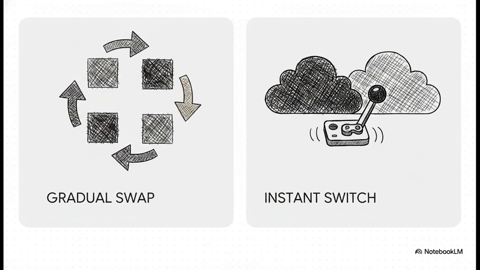You essentially have two main strategies for evolving your app here. The default is a rolling update. It's gradual and it's built right into Kubernetes. It spins up a new pod, waits for it to be ready, kills an old one, and just shifts traffic piece by piece. But sometimes you want complete control.